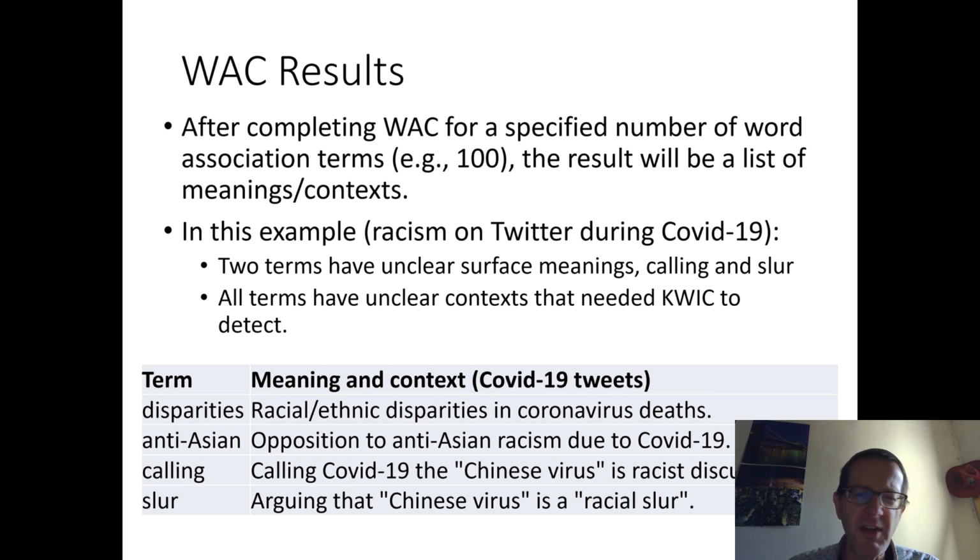But I think disparities only has one meaning and anti-Asian only has one meaning, so it's the other two terms that have unclear surface meanings, but they all have different contexts that they can be used in, so all the contexts are unclear.